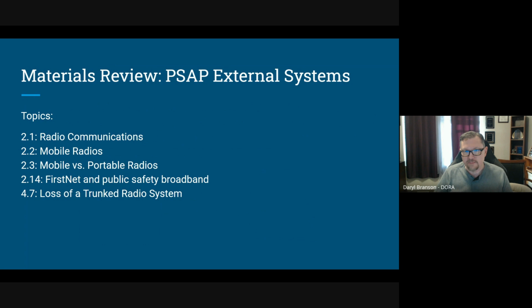PSAP external systems. We have 2.1, which was radio communication, 2.2 mobile radios, 2.3 was mobile versus portable radios, 2.14, which was FirstNet and public safety broadband, and then 4.7, which was loss of a trunked radio system. You'll notice these section numbers are all over the place. It's because the book doesn't actually do a very good job of consolidating these sections by topic. So we tried to do that for them when we were arranging these sessions. As you can tell, this is mostly to do with radio, but also a little bit to do with FirstNet and public safety broadband. Does anybody have any questions or any information they would like some refresher on regarding those sections?